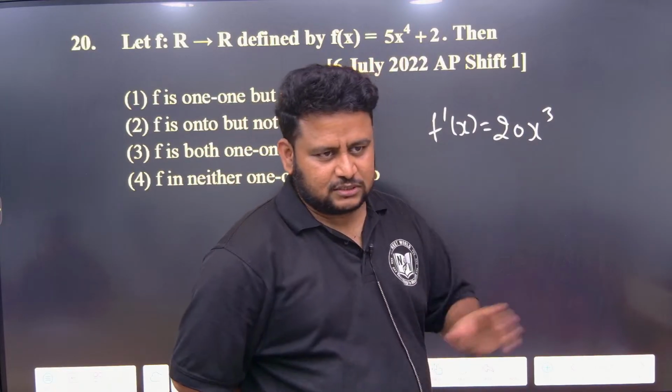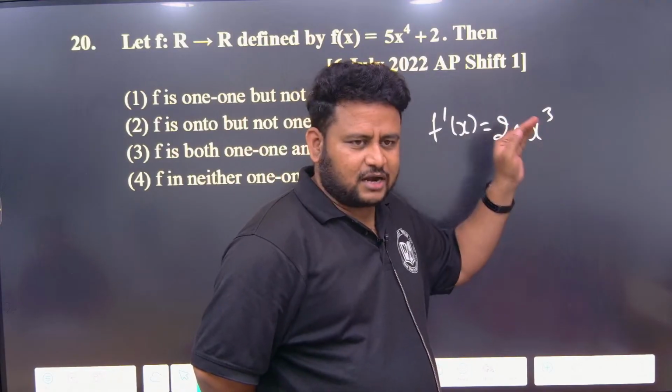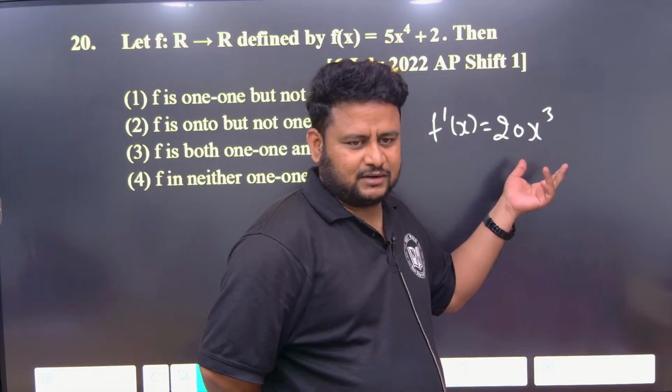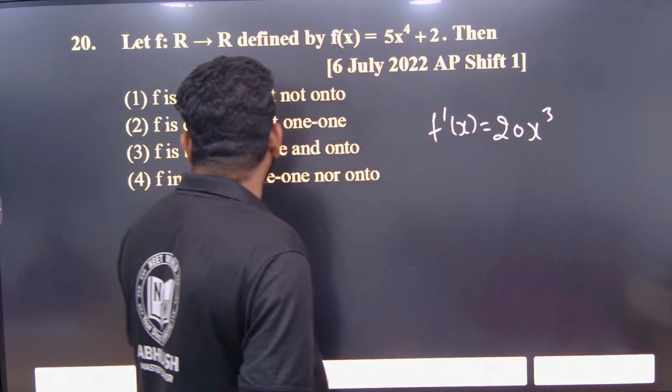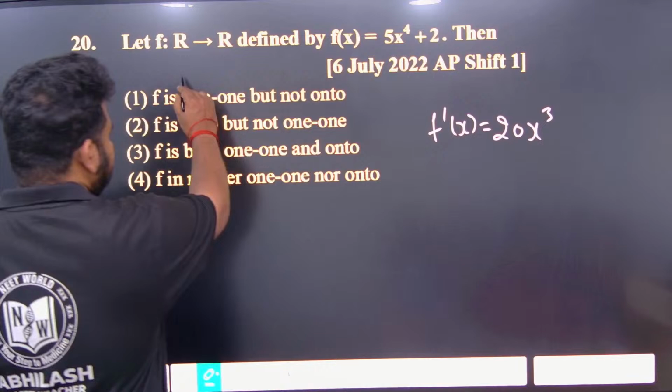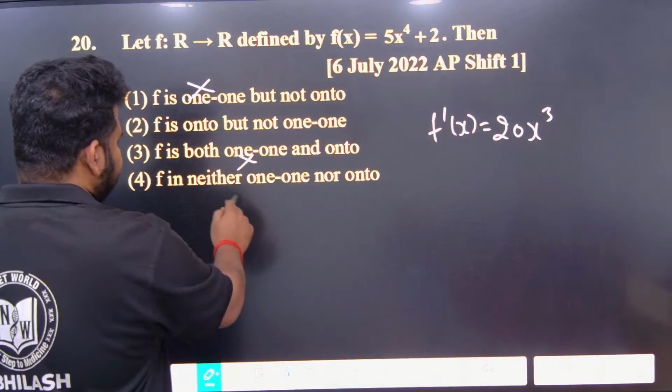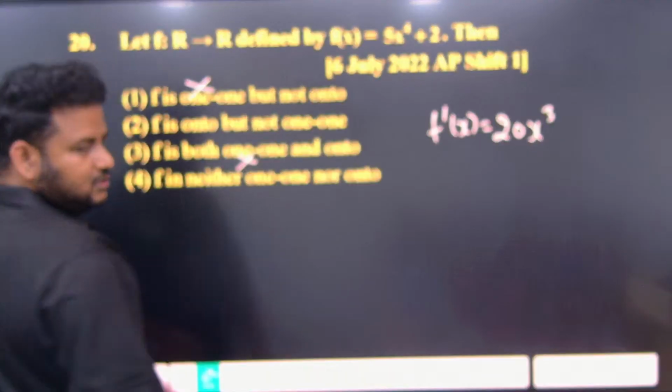It should not become both. It should be either greater than or equal to 0 or less than or equal to 0. But it is becoming both. That itself is saying many-one. So this is not 1-1. So f is not 1-1. Onto we have to check.